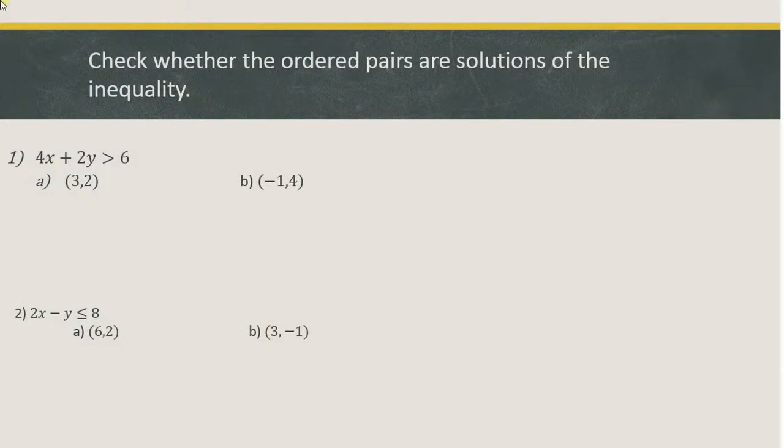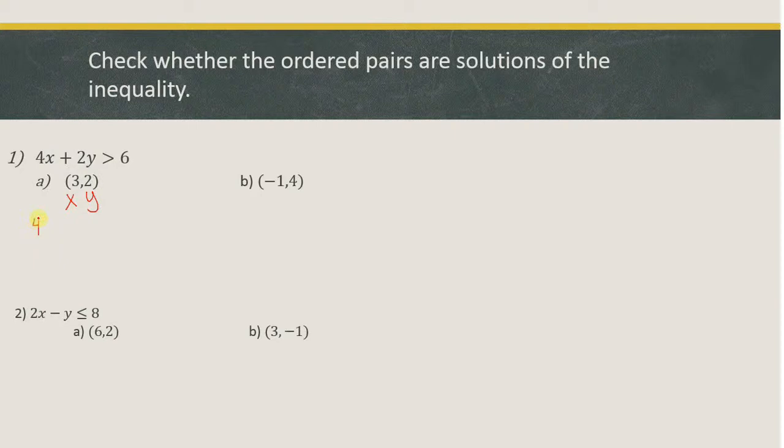So very first thing that we're going to do is check whether ordered pairs are solutions of the inequality. So basically all you're going to need to do is take the numbers they give you. In this case, they gave me a 3 and a 2, and you're going to call that your x and your y. So you're going to plug that into this equation. Wherever I see an x, I'm going to put a 3, and wherever I see a y, I put a 2.